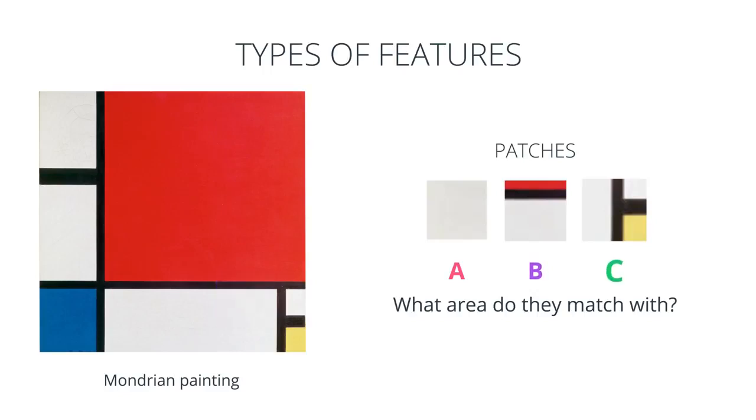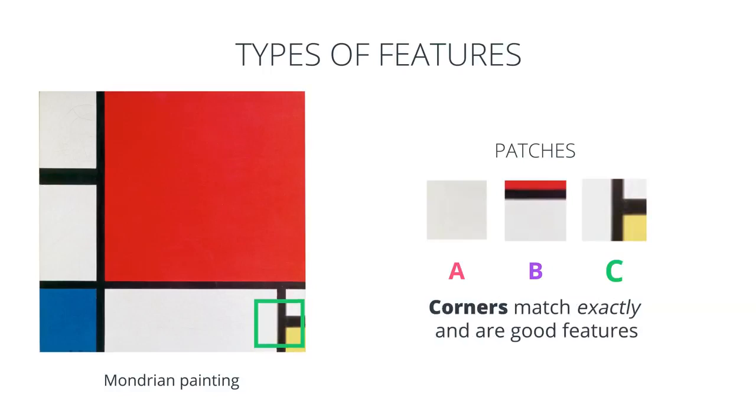Patch C is a corner. It actually contains two corners. And its location is easily identified as the bottom right. This is because a corner represents a point where two edges change, and if we move either of those up or down, the corner patch will not match exactly with that area. So, corners are easiest to match and make good features because they are so unique.